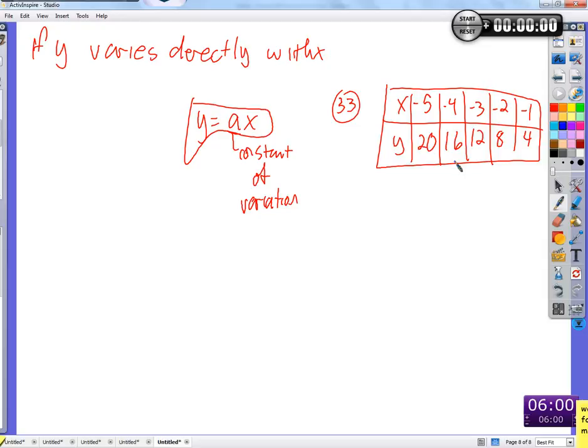But that's division, right? If we want to figure out what we have to multiply negative 5 by to get 20, we would take 20 and divide it by negative 5, and that would give you negative 4. So if we divide 20 by negative 5 and we get negative 4, then we should get the same thing every time we divide. We can do it that way. Divide by that, this divide by that, this divide by that, this divide by that. Okay. So if y equals ax, then a equals y over x. That's the way we could verify that we have direct variation going on here.